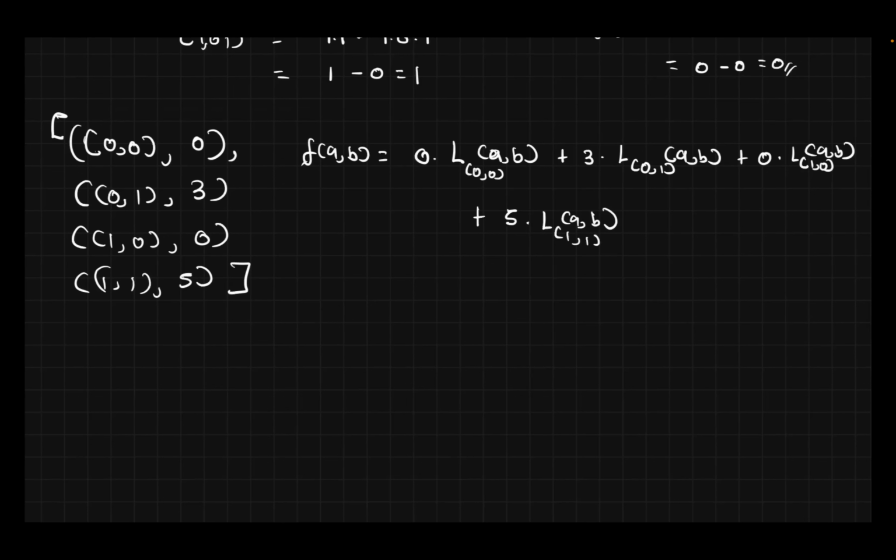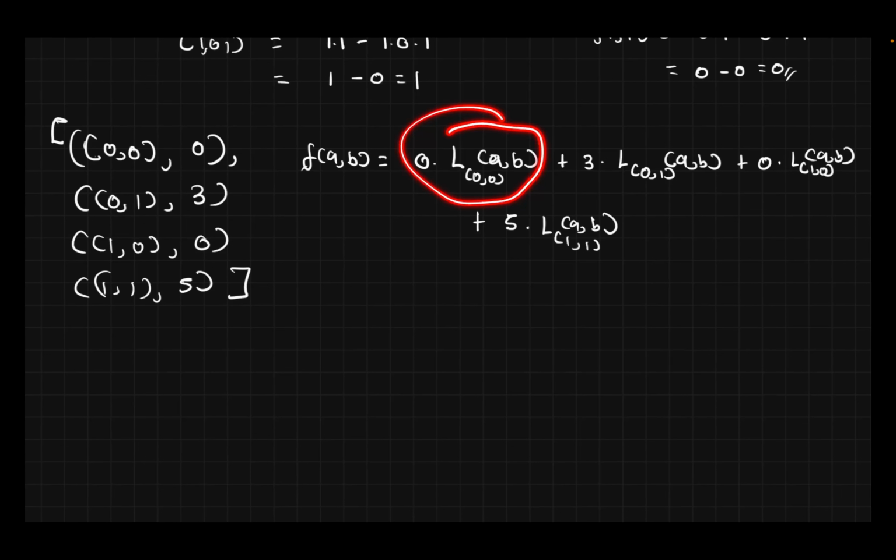We want to do a full example now so that you guys don't miss. So what we're saying now is that this is going to be the output times the Lagrange basis, right? So 0 times something that looks for 0, 0. Then 3 times something that looks for 0, 1. Then 0 times something that looks for 1, 0. And then 5 times something that looks for 1, 1, right? But you can see this term here is already 0 times something, so we don't need to waste our time calculating the Lagrange basis there. It should just be 0, right?